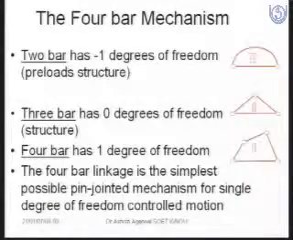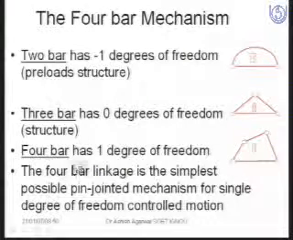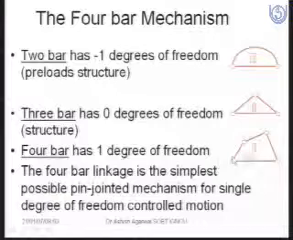Now we will come to the different types of mechanism. First we will take up the 2-bar. Just see that this is a 2-bar, and it is of no use. It is basically a structure. Similarly, the 3-bar again has 0 degrees of freedom. There cannot be any movement between these links, so it cannot be considered a mechanism. Similarly, the 4-bar mechanism has 1 degree of freedom.